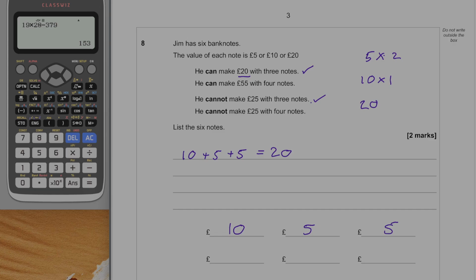Right. I think that's going to imply that the others have got to be £20 notes. So let's just see whether that works. So that would satisfy everything so far. Can he make £55 with 4 notes? So 1, 2, 3, 4. Yes. So that's going to be my answer: 10, 5, 5, 20, 20, 20.